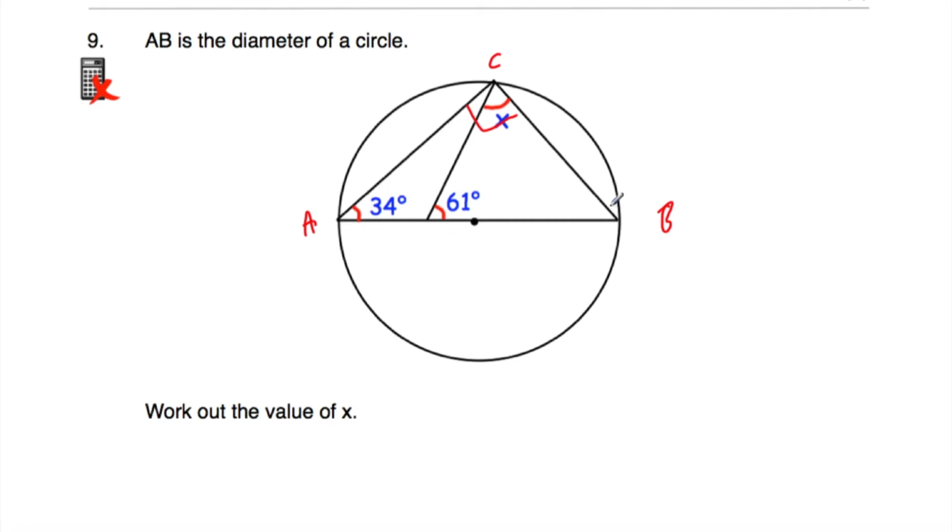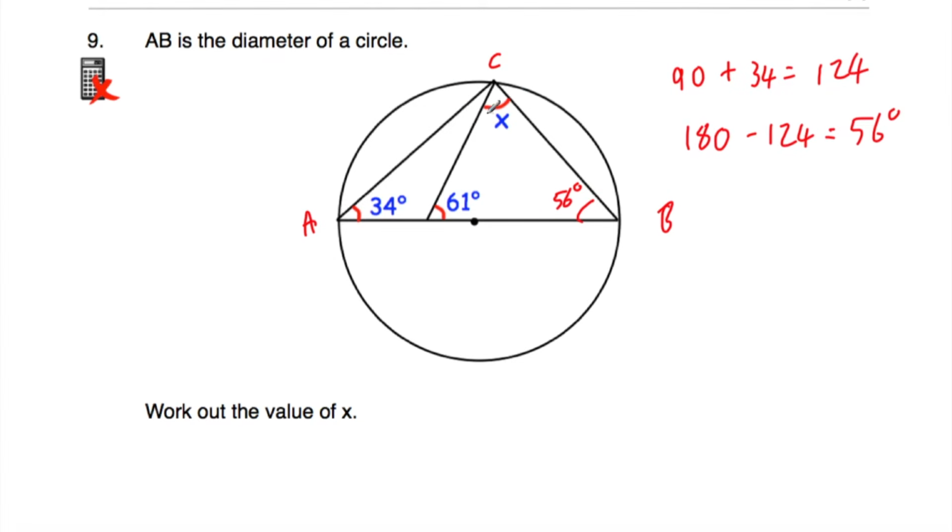Now, if this big triangle is a right angle triangle, that means that 90 plus 34 would give us the sum of those two angles. Then if we take them away from 180, we can find the size of this one. So 90 plus 34 is equal to 124. Then 180 take away 124 is equal to 56 degrees. So that means that this angle, angle ABC, is 56 degrees. Now, we want to find the size of this angle x. I'm just going to get my rubber and rub out that right angle. It's very big.